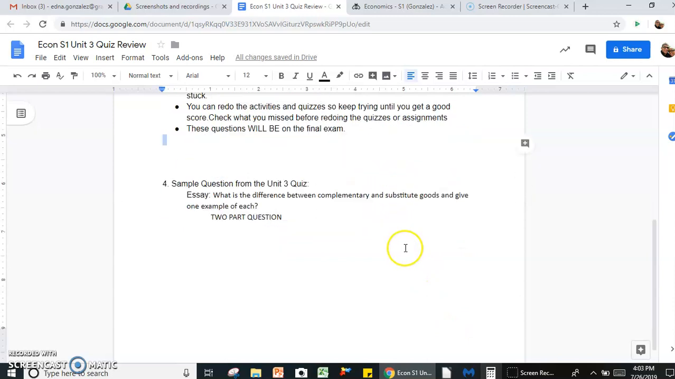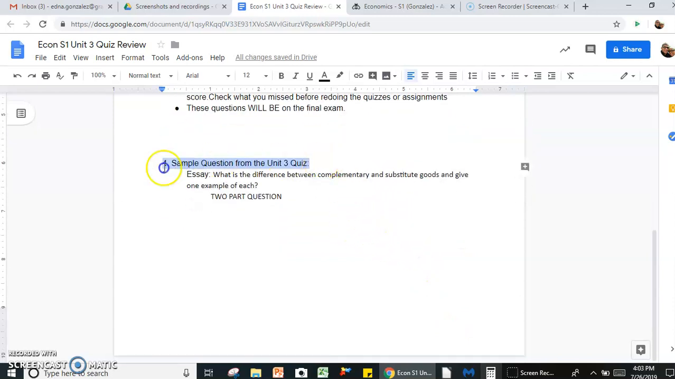All right, so here is the sample question from the Unit 3 quiz. It is a very short essay, and by short essay I mean we're looking to see if you have mastered the content and not necessarily how an essay flows. So we're looking for content here. So the question is, what is the difference between complementary and substitute goods, and give one example of each. So this is a two-part question.